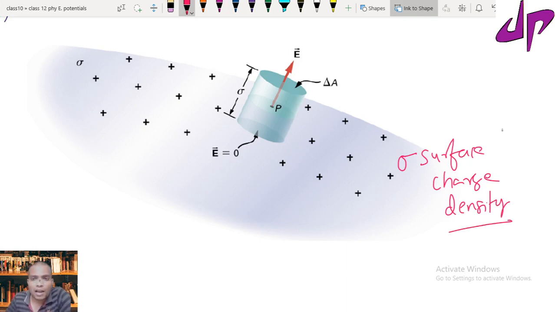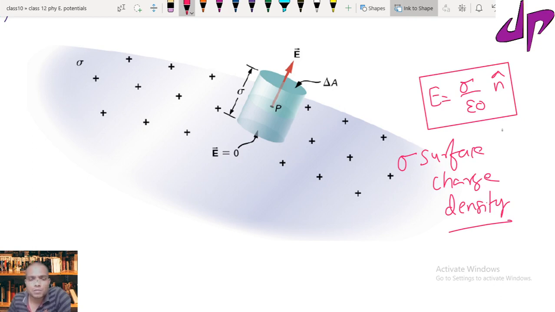Now to find out the magnitude of the electric field on this conducting surface, the magnitude of the electric field on any conducting surface is equal to sigma by epsilon naught, and n cap is the normal direction. To prove this expression, we need to consider a Gaussian surface. Here I have taken a cylindrical Gaussian surface.